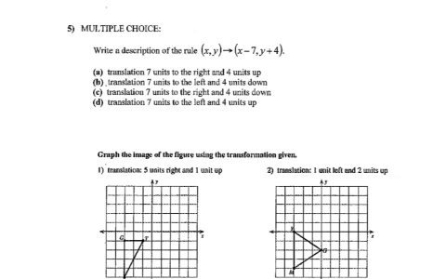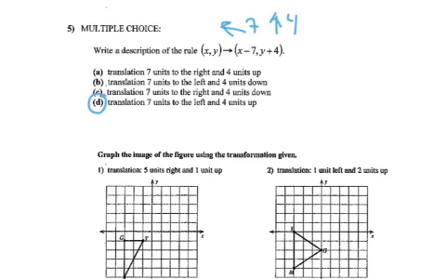And lastly, if you look at question 5, write a description of this rule. Well, if I'm doing x minus 7, that means I'm going to the left 7. Y plus 4 means I'm going up 4. The only one that would work for this would be letter D. I hope you've understood so far what I've been talking to you about.